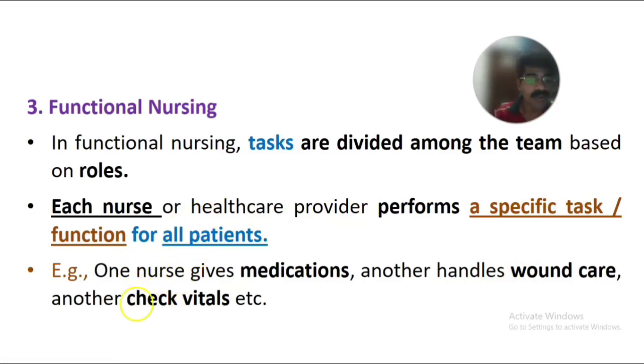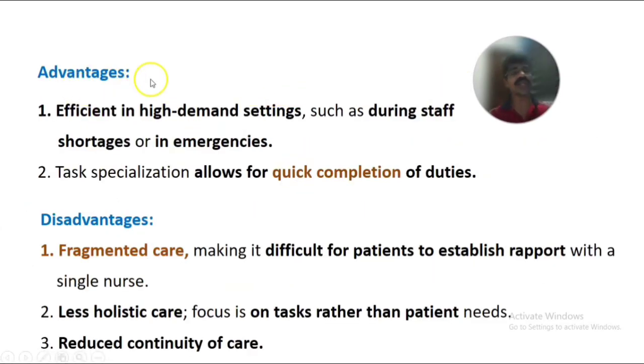For example, one nurse gives medication to all the patients in the ward. Another nurse handles the wound care or dressing of all the patients. Another nurse checks the vitals of all the patients. Like that, a single person does only a single procedure for all the patients in the ward. That method of patient care assignment is called functional nursing. Now let us see the advantages and disadvantages of functional nursing.